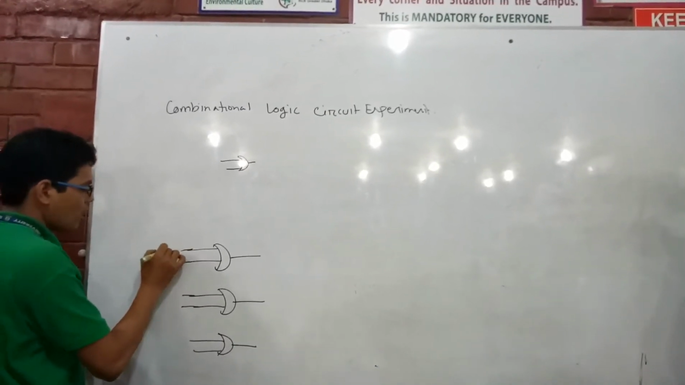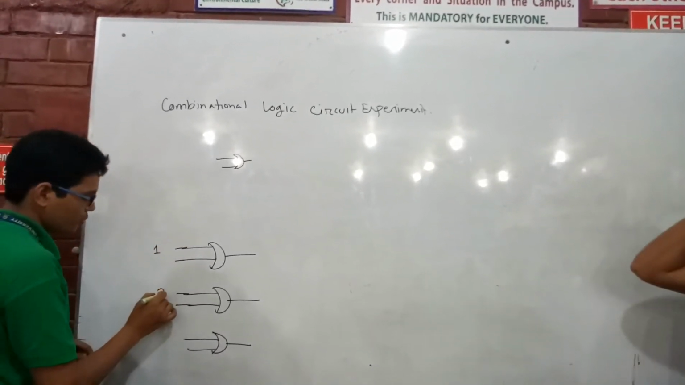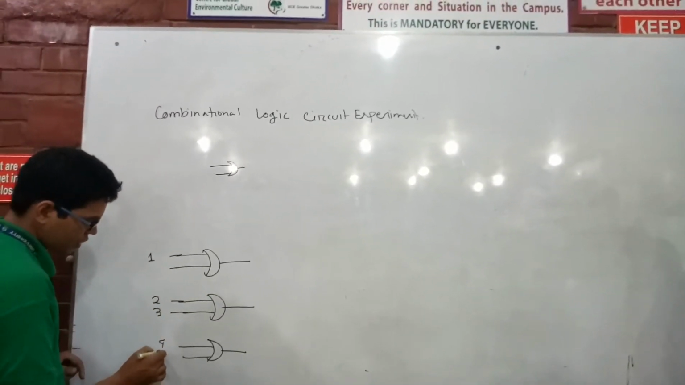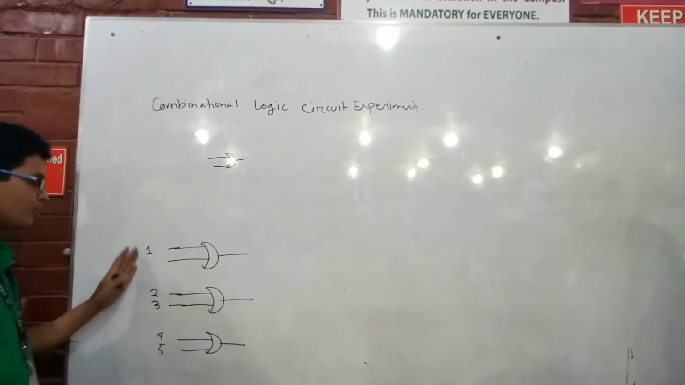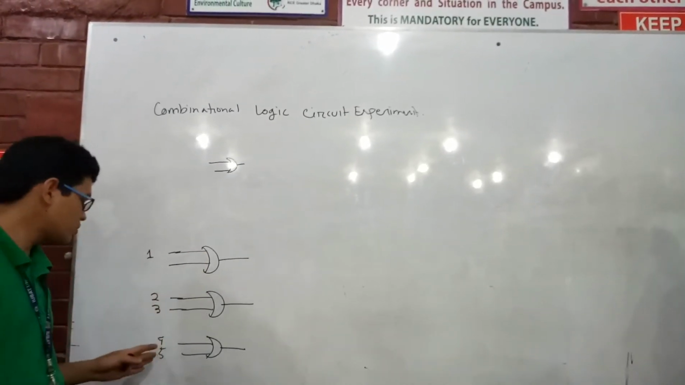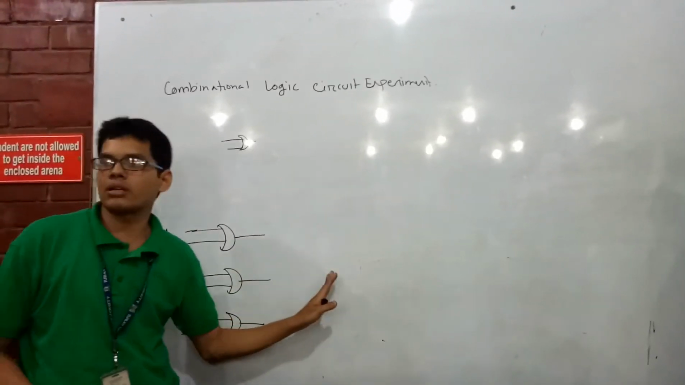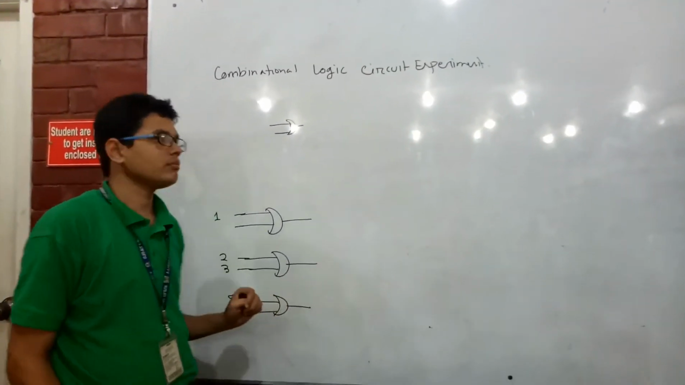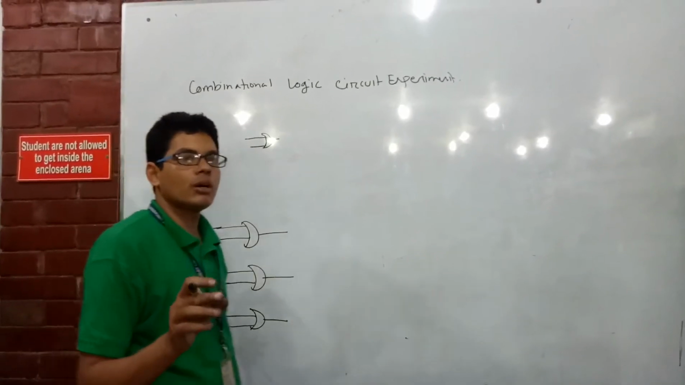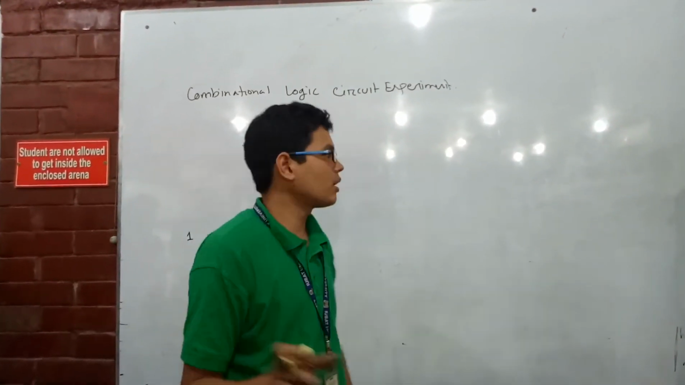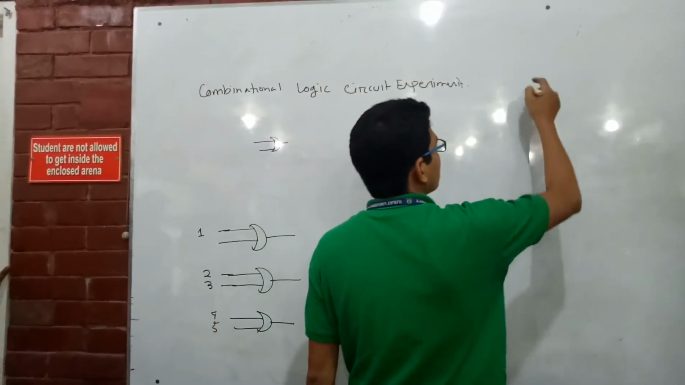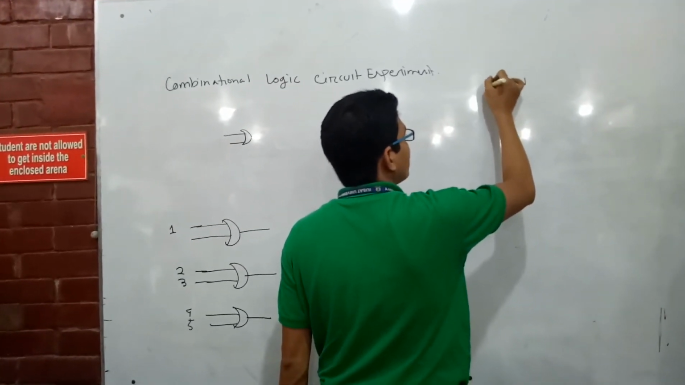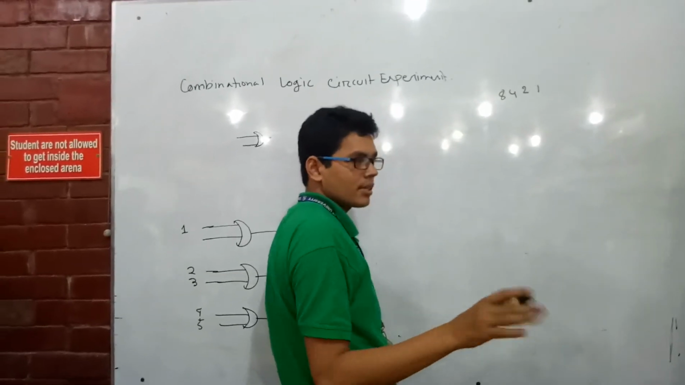And now, for example, this is one. This is two. This is three. This is four. This is five. And let's see with this OR gate how these 1, 2, 3, 4, 5 are converted to digital numbers. Okay, do you know the digital number of this decimal? How to convert? 1, 2, 4, 8, 16, 32, something like that.